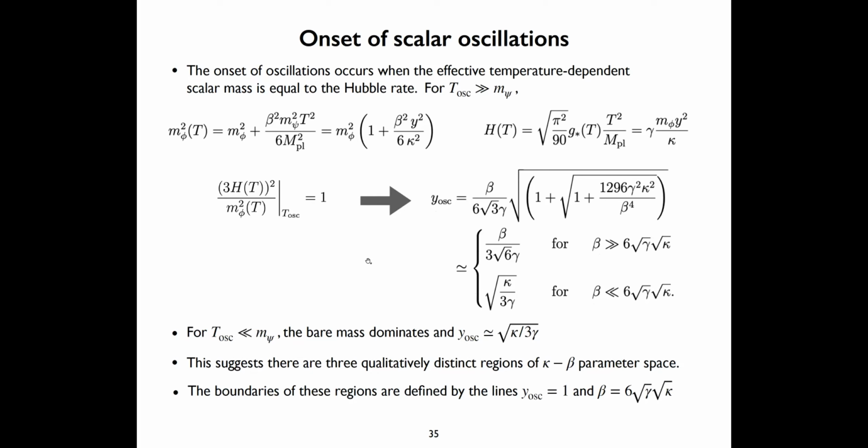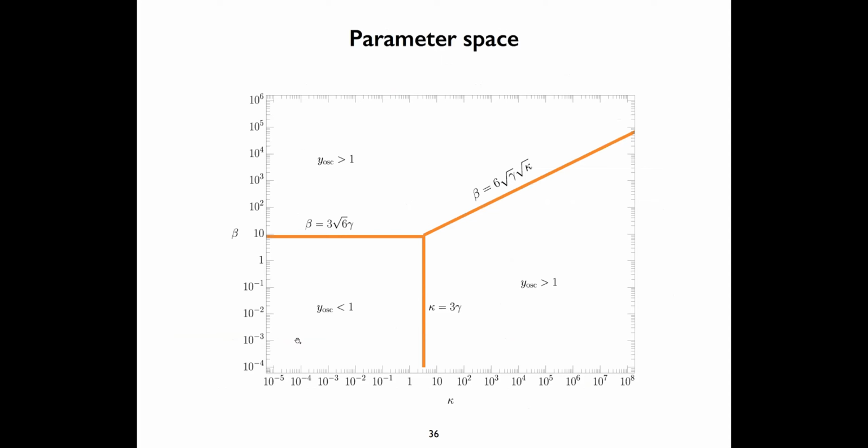And so putting all of this together, it suggests that there are three qualitatively distinct regions in this kappa beta parameter space. And I'll just show that in a second. The boundaries of these regions are defined by the lines Y equals one and this line beta proportional to square root of kappa. Okay, there are these three regions.